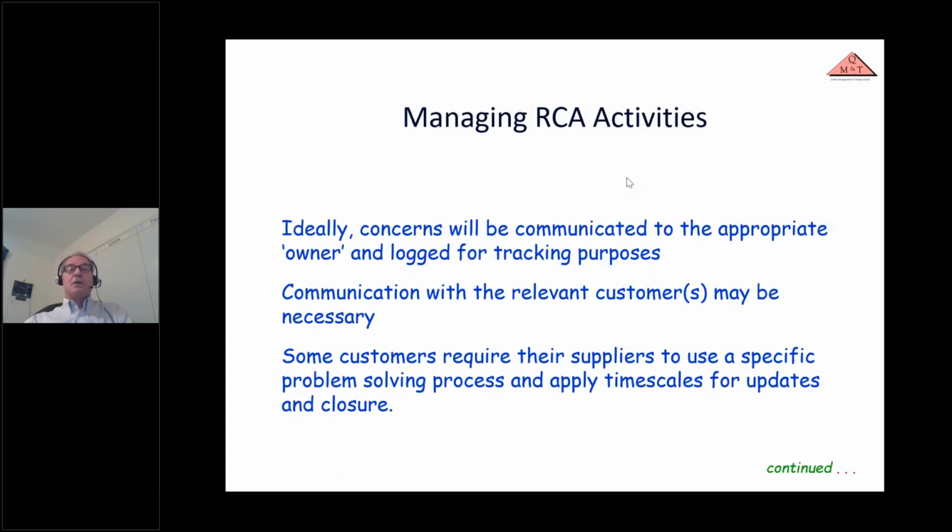Having looked at the 4 phases of RCA, let's consider now some of the management aspects of RCA. Ideally, concerns will be communicated to the appropriate owner in the organisation and logged for tracking purposes. Communication with the relevant customer is usually necessary. In fact, some customers require their suppliers to use a specific problem-solving process and to apply specific timescales for updates and closure.